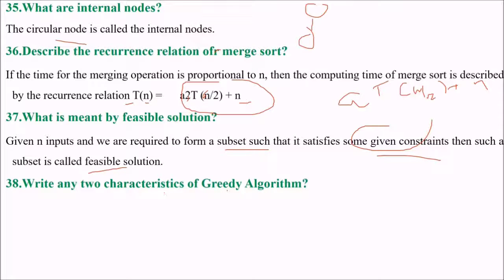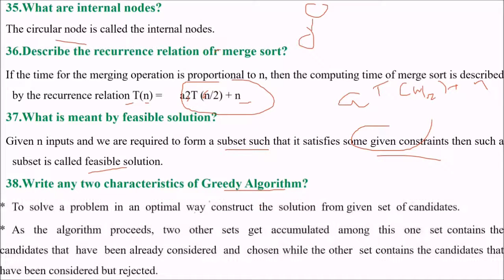Write any two characteristics of a greedy algorithm. A greedy algorithm always searches for the local optimum. So whatever is closest and the highest or lowest, it will take that. The first characteristic is, to solve a problem in an optimal way, we construct the solution from the given set of candidates first of all.